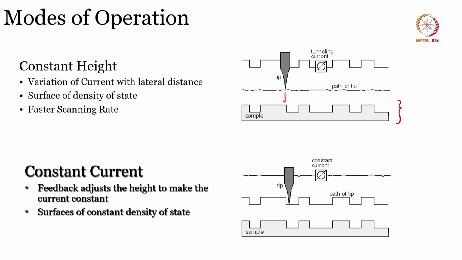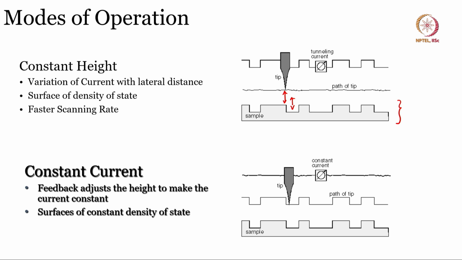If this is the sample, what we will do is keep the distance between the sample and the tip constant, and if there is a valley or a pit, and there is a mountain or a hill, there is a difference in the current that will flow through the system. So, that is one way of doing it.